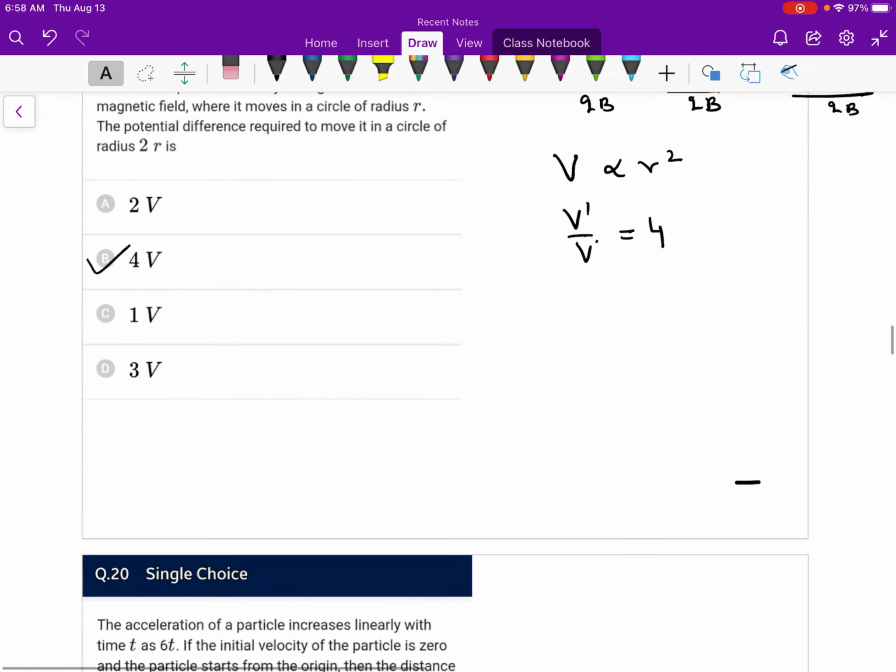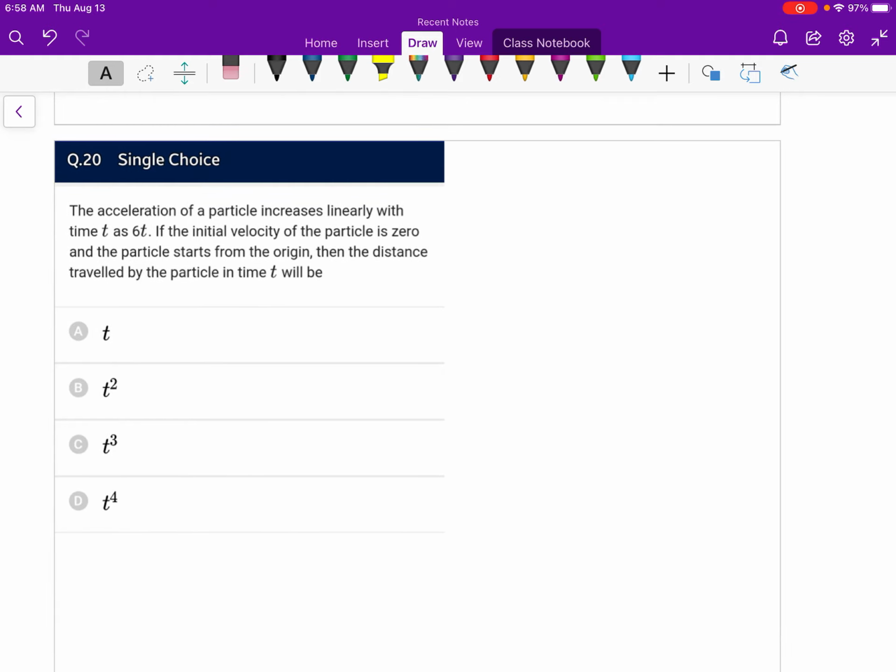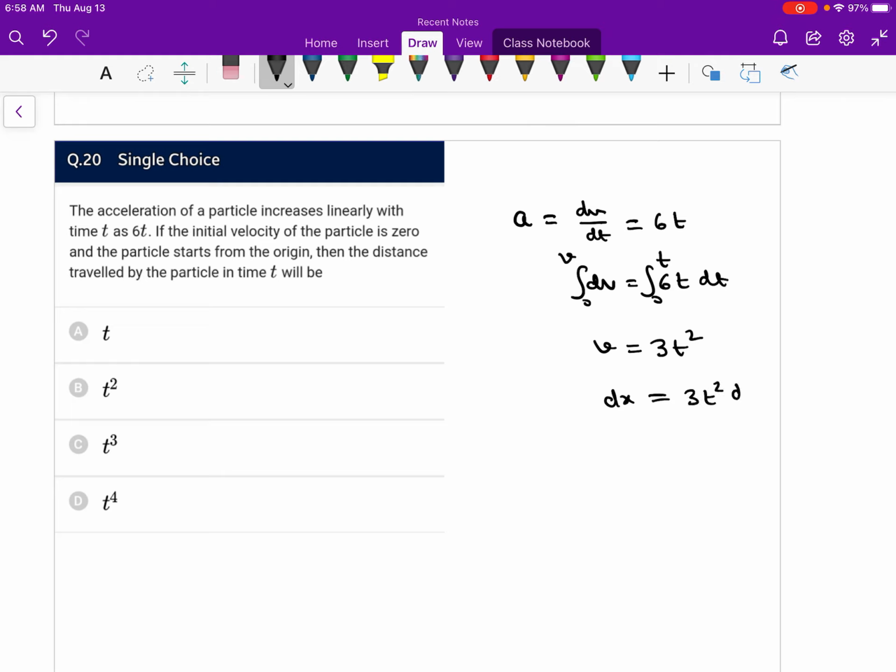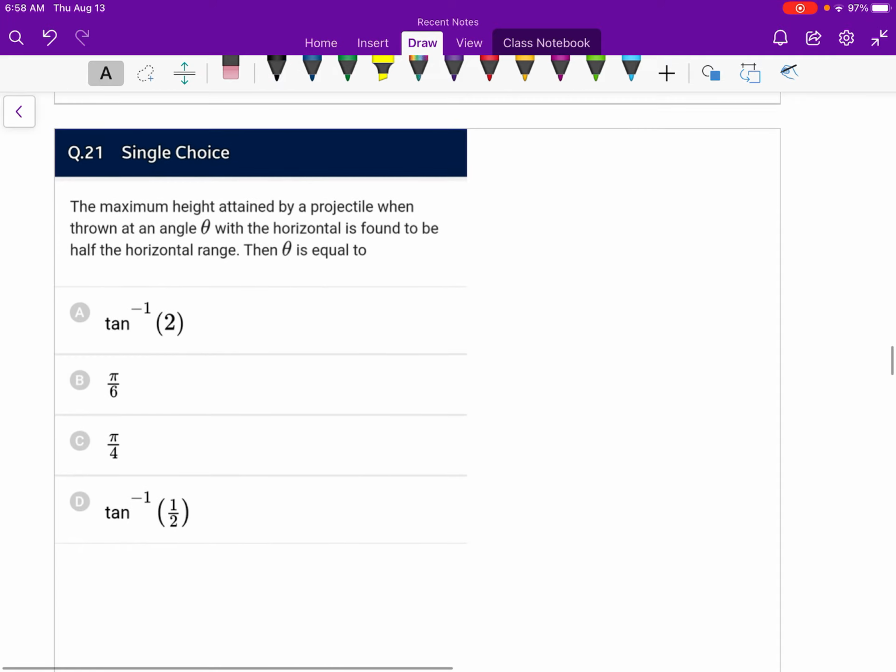So that is 4V. The acceleration of a particle increases linearly with time t as 6t. So acceleration dv by dt is 6t. So dv is 6t dt from 0 to t, velocity 0 to v, given initial velocity 0. So v is 3t square. Now v is dx by dt. So dx is 3t square dt, given initial position is 0, 0 to t, so 0 to x. So x is t cube. So the position x with time is t cube. So C is the correct option.